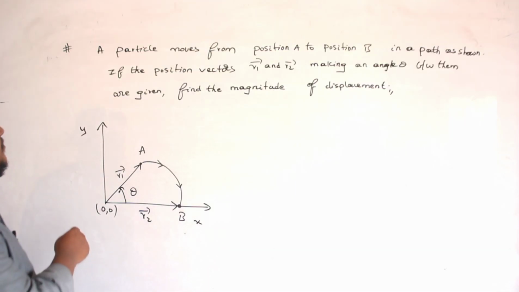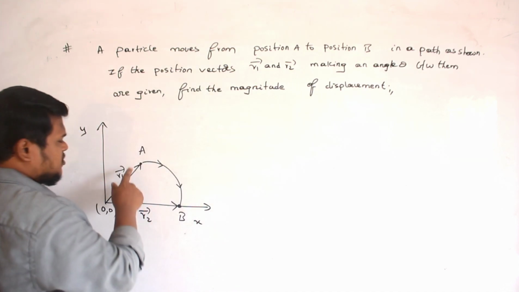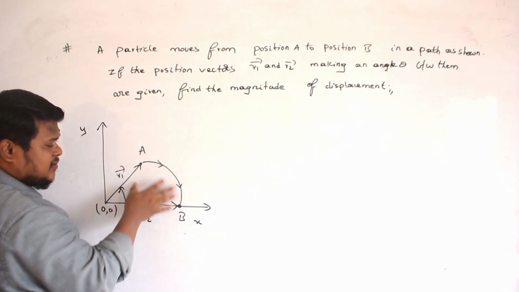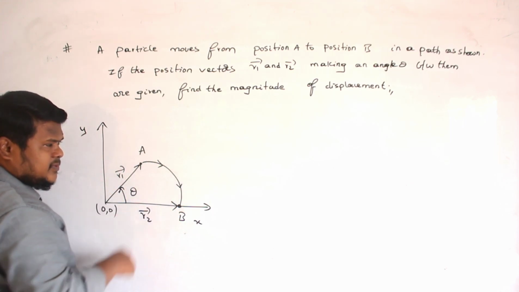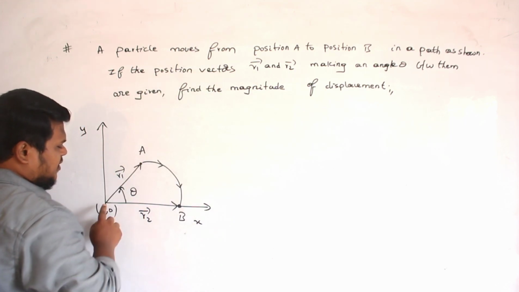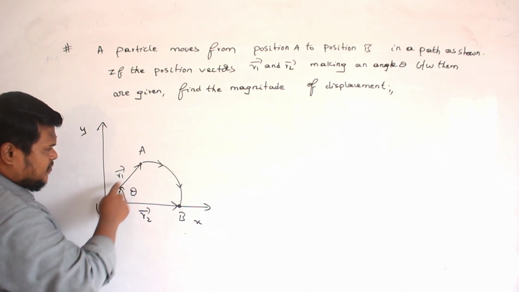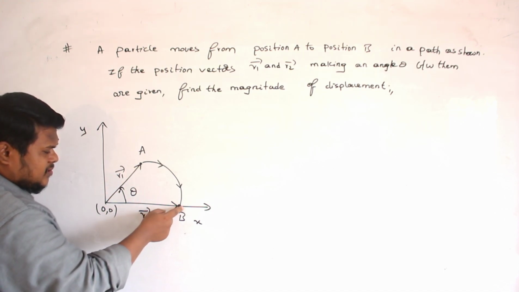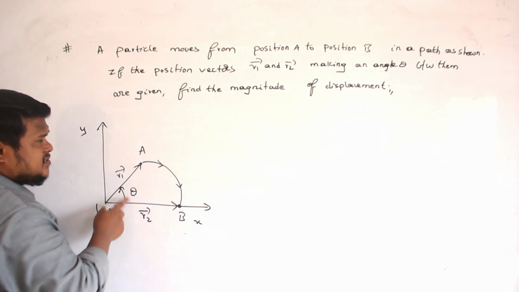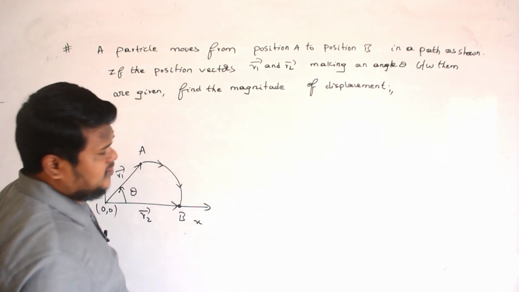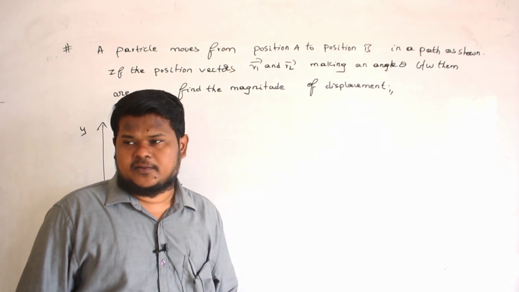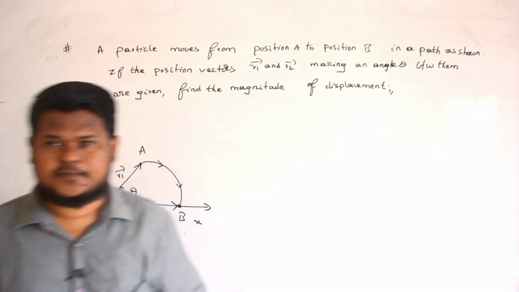Very simple. A particle moves from position A to position B in a path as shown. So it is not travelling in a straight line, it is travelling in this type of curved path. Then the position vectors of point A and point B are given. Position vector of point A is r1 dash, position vector of point B is r2 dash, and the angle between both of them is theta. Then find the magnitude of displacement. Displacement magnitude you are supposed to calculate. Fine? Come on, try it.